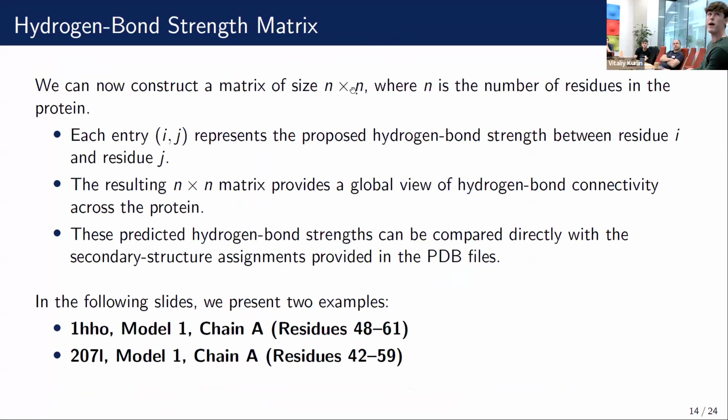So we can now construct an n by n matrix where n is the length of the chain, where each entry ij represents the hydrogen bond strength between i and j. The resultant n by n matrix provides a global view of hydrogen bond connectivity across the protein.